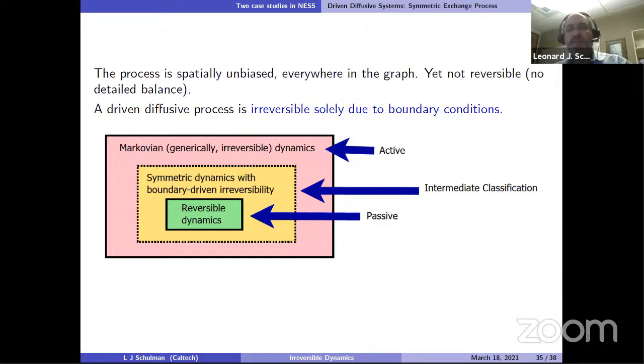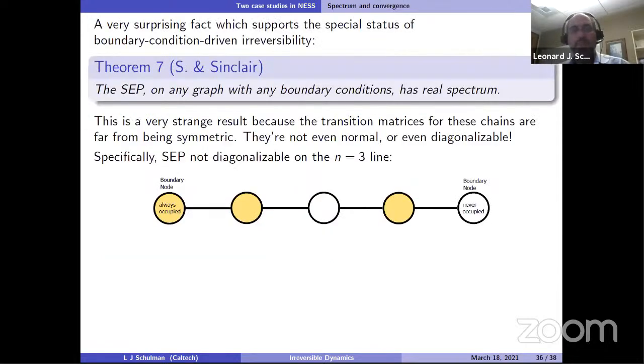But this kind of system, the only reason it's irreversible is because of boundary conditions. If you took the boundary conditions away and let the system evolve without them, or if you put them both at the same temperature, it would be reversible. These systems are special. So that's my intermediate classification. I think it's a very interesting class of systems to study, this kind of intermediate, meso sort of reversible systems. The dynamics themselves are symmetric, but there's a boundary-driven irreversibility.